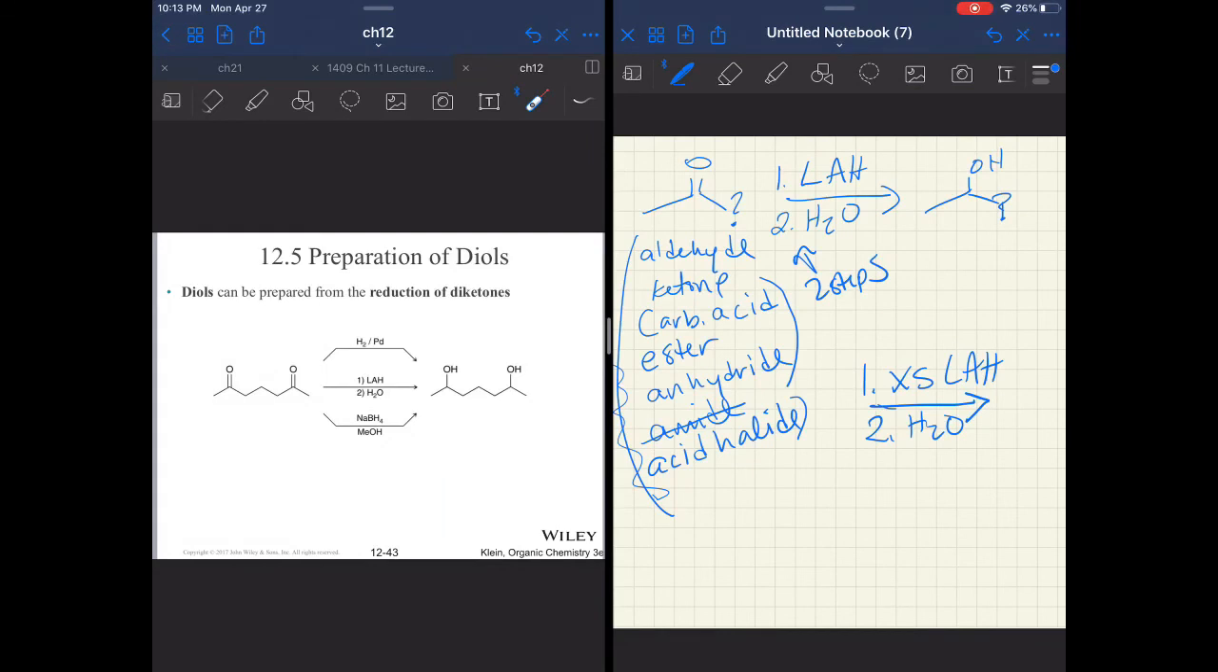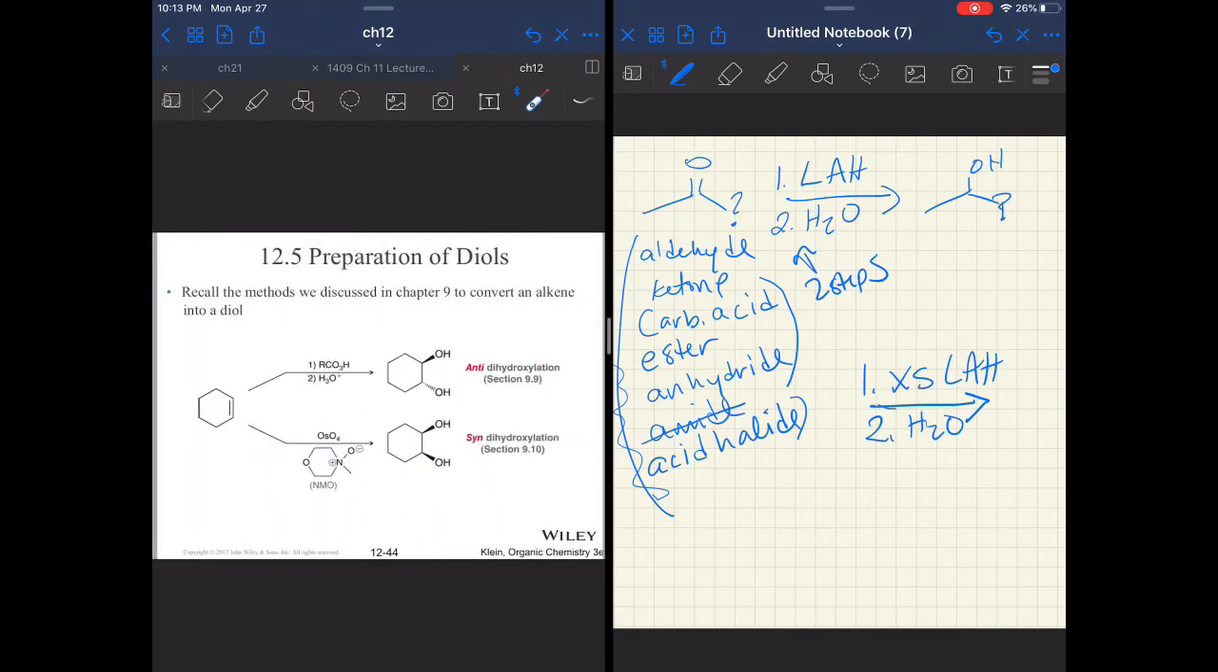And they can be prepared just like any other alcohol. You could reduce 2 different carbonyl groups, or you could do addition reactions in a strategic way. You can make anti and syn diols using addition reactions that you learned in Chapter 8. Chapter 8? Is it Chapter 9? I think it's Chapter 8. I could be wrong, but the addition chapter.